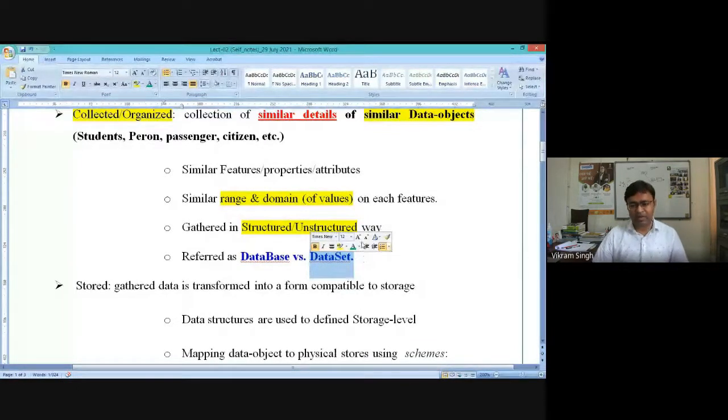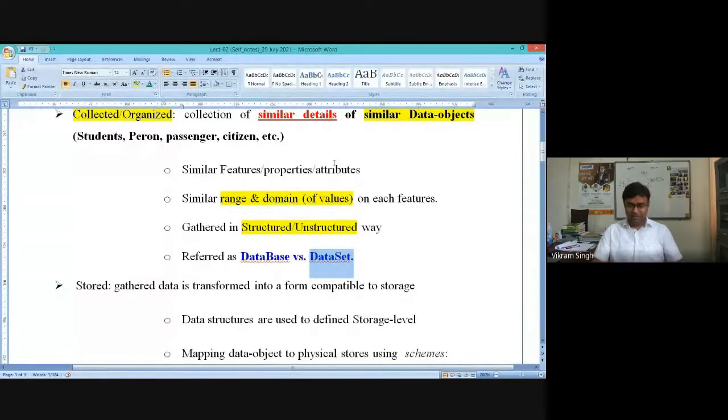So this is primarily related to data collection. When we collect the data, you should always look for the properties. You should always be concerned about the domain and range of the values in the possible attributes. Then you should have this clear idea about whatever data you have collected, what is its nature? Is it a database or is it a data set, right?